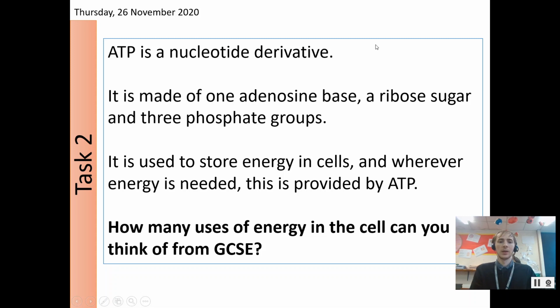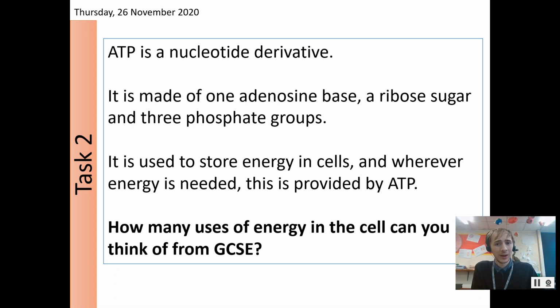There we go. Now, we call it a nucleotide derivative, and you can take down these notes if it will be helpful to you. It's a nucleotide derivative because it's created from a nucleotide. And that's pretty much what I've just said, to be fair. It's used to store energy in cells. Now, I say store energy in cells, it's perhaps slightly misworded. It's used to release energy in cells.